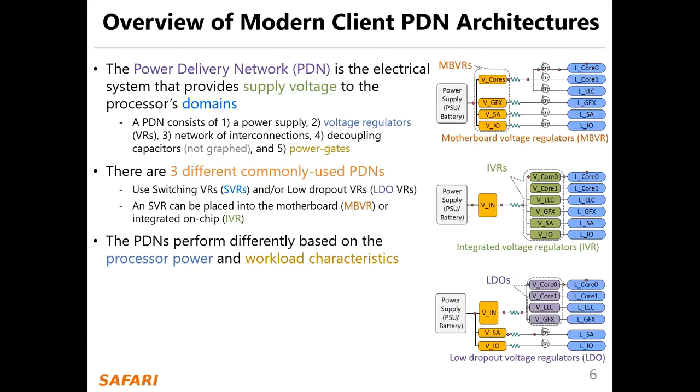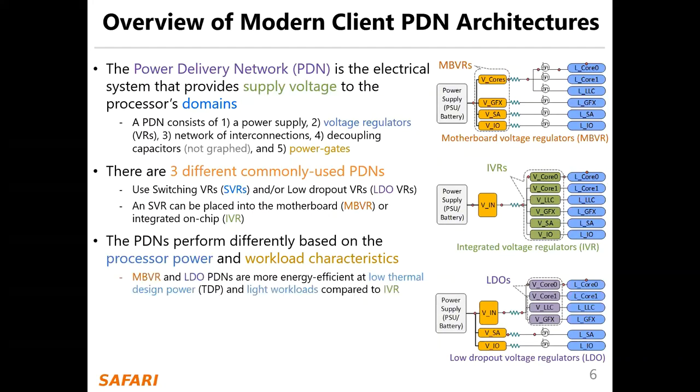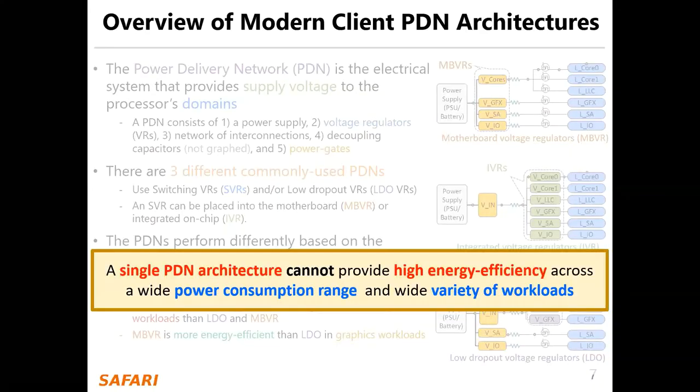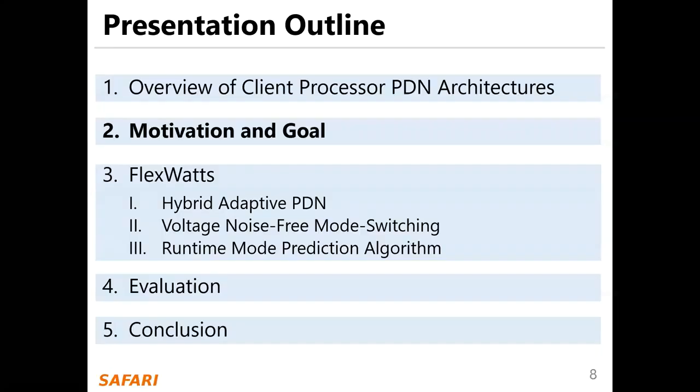The PDNs perform differently based on processor power and workload characteristics. MBVR and LDO PDNs are more energy efficient at low thermal design power and light workloads compared to IVR. IVR PDN is more energy efficient at high TDP and heavy workloads than LDO and MBVR. MBVR is more energy efficient than LDO in graphics workloads. We conclude that a single PDN architecture cannot provide high energy efficiency across a wide power consumption range and a wide variety of workloads. I will now discuss the motivation and the goal of our work.